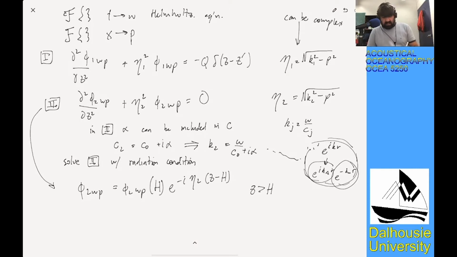So if this exponential had a positive part that went as z, that would mean the signal would be amplified as it propagated, and that just wouldn't be physical, right? So how can we enforce that? Well, we can just put a requirement on eta. So we require, actually let me put it this way, the imaginary component of eta 2 to be less than 0, okay?